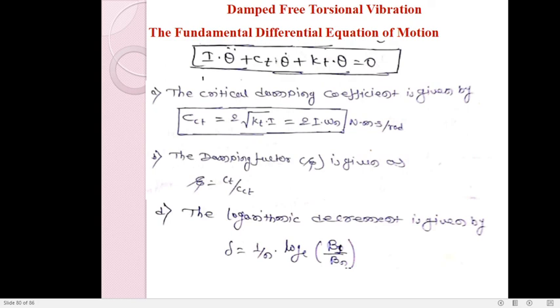In further lectures, we will solve one numerical or problem based on all these concepts.